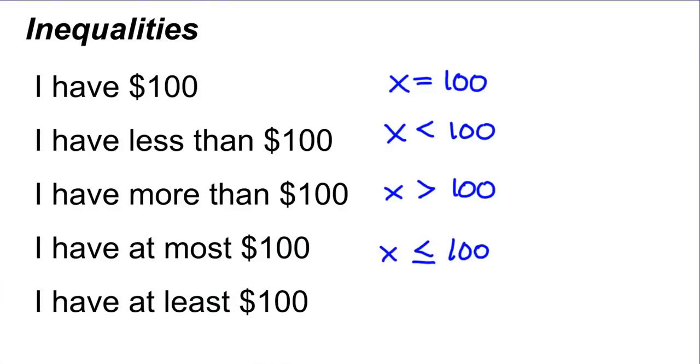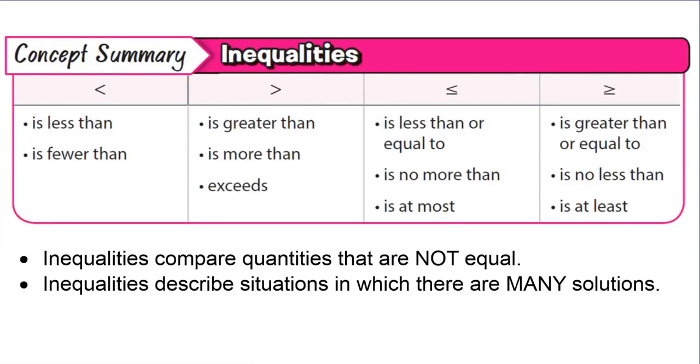And then the next one, I have at least $100. That means at the smallest amount, I have 100. So I have more than 100, or I have 100 exactly. So X is greater than or equal to 100. So for all of the ways we can compare the amount of money I have to 100, we have math symbols. We have been using the equal sign. We've been talking about equations, but now we're going to focus on these bottom 4 symbols: greater than, less than, greater than or equal to, and less than or equal to.